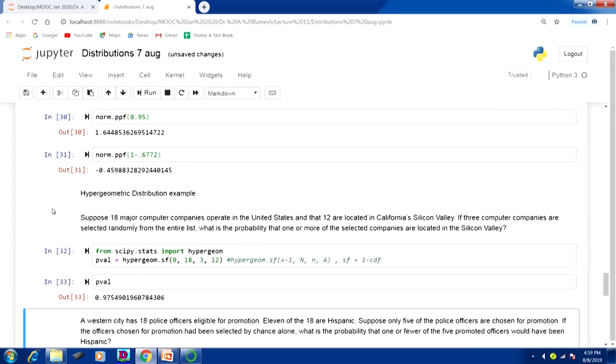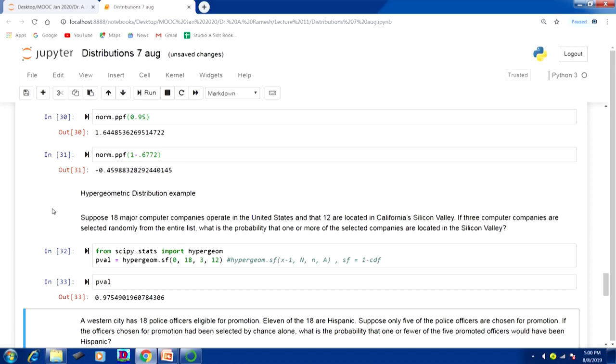Now, we will see an example of hypergeometric distribution. The example says, suppose 18 major computer companies operate in the United States and that 12 are located in California's Silicon Valley. If 3 computer companies are selected randomly from the entire list, what is the probability that one or more of the selected companies are located in Silicon Valley? What you have to notice here is "one or more". So we have to find the probability of getting one or more selected companies.